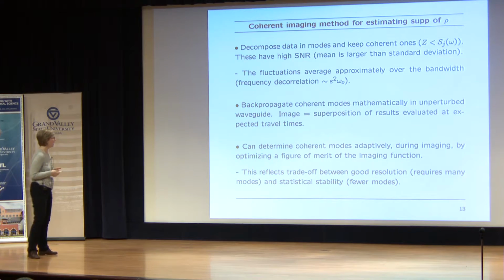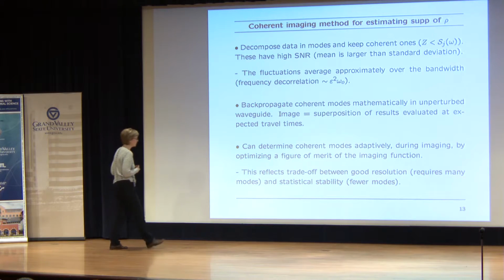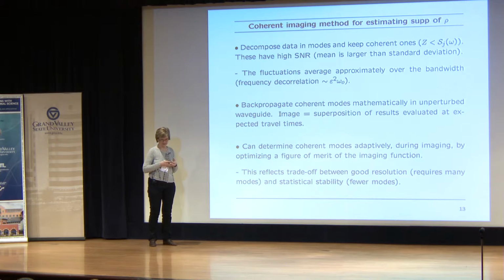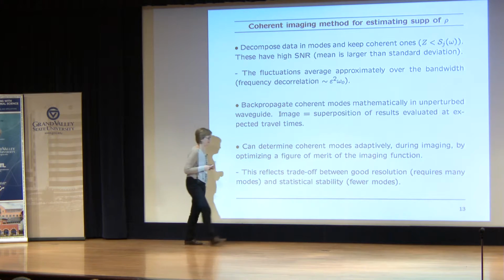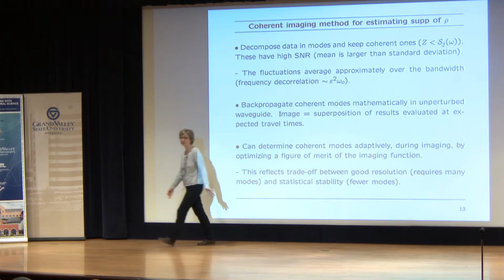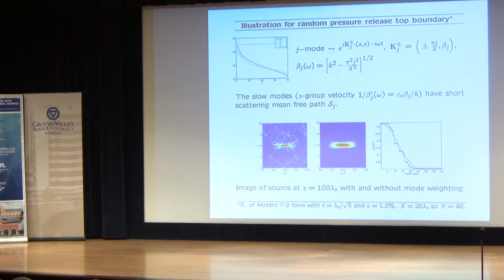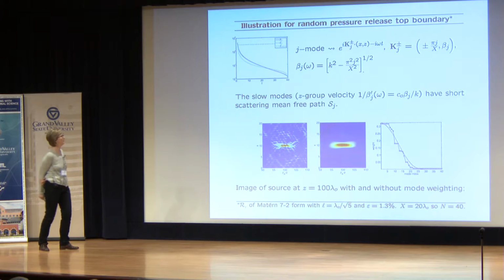So you need to have a figure of merit of the imaging function, which reflects essentially the trade-off between good resolution, which means that you use as many modes as you can, because that gives you better focusing, and statistical stability, which means that you throw away as many modes as you need. Okay. So let me show you how this works. I'm going to show two simulations. The first one is in a waveguide where we have a random boundary, no other randomness, and the next one will be in a waveguide with random medium.